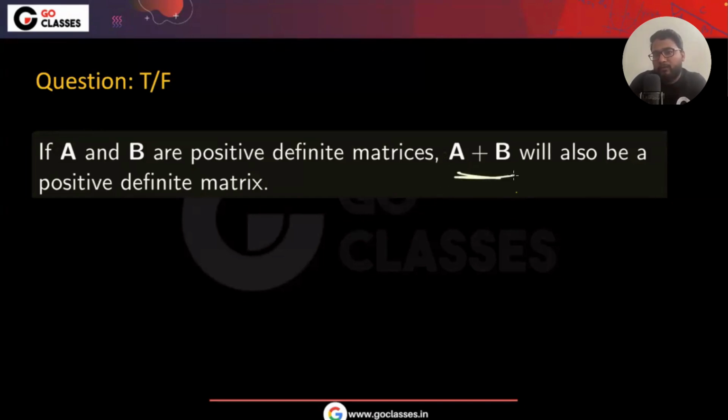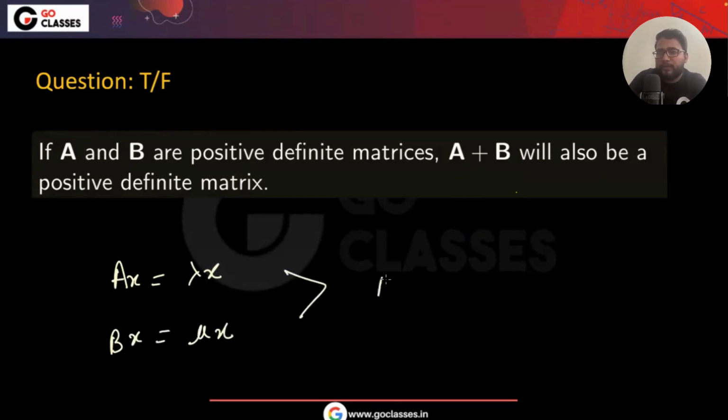No, is the eigenvalue of A plus B 100% sure to be lambda plus mu? If the eigenvalue of A is lambda and the eigenvalue of B is mu, can we say 100% that the eigenvalue of A plus B is lambda plus mu? I think it need not be true. Why? Because the eigenvectors may not match. If Ax equals lambda x, and Bx equals mu x with the same x, then A plus B times x equals lambda plus mu times x.